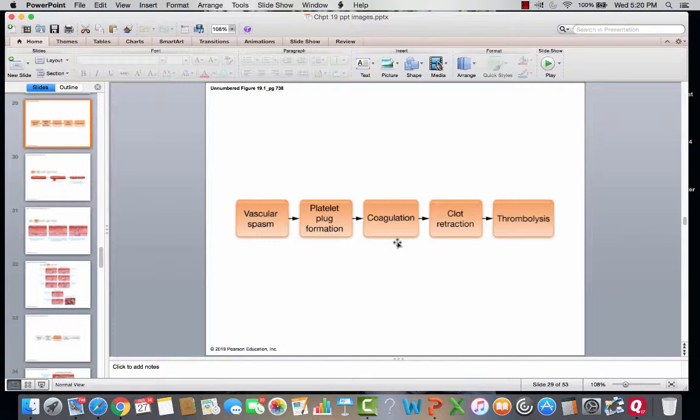Once we've healed the tissue underneath, then we need to go through a process called clot retraction. So we can't just rip off the Band-Aid and let it go into the circulatory system. We have to actually dissolve away that platelet plug and coagulation that we've created. So that plug is sometimes referred to as a thrombus. So we need to go through a process where we're going to break apart the thrombus. And that process is called thrombolysis.